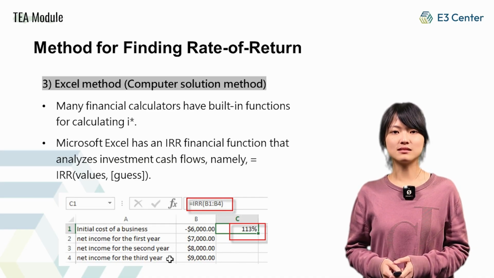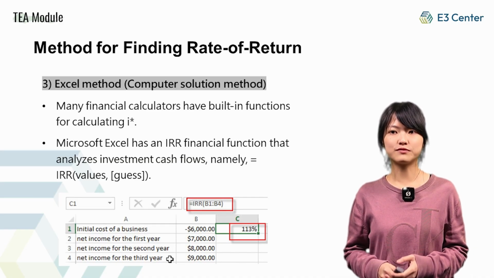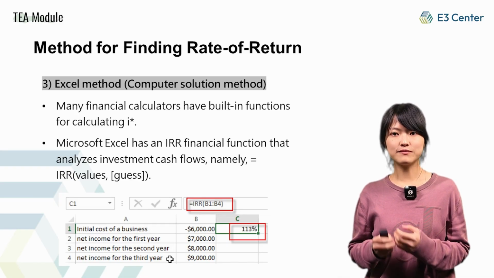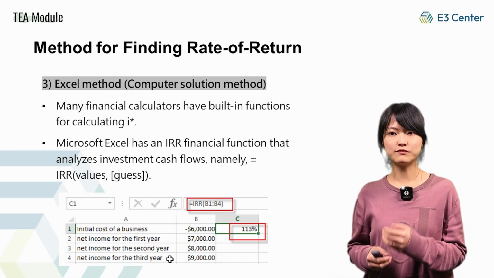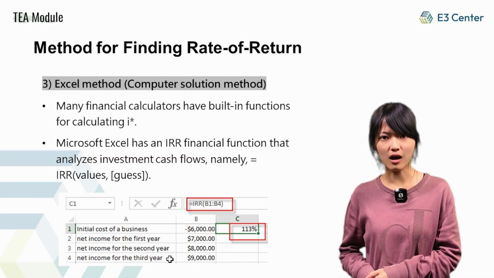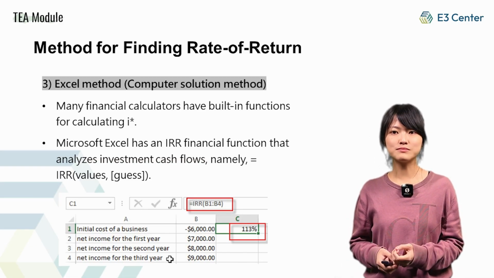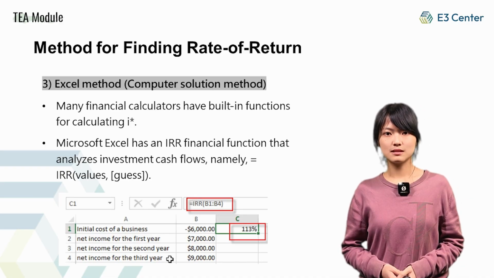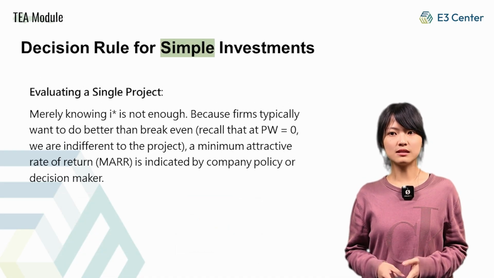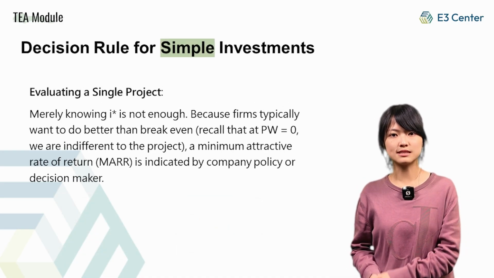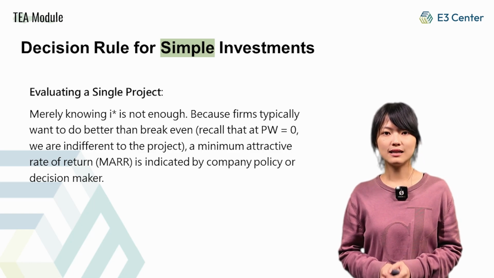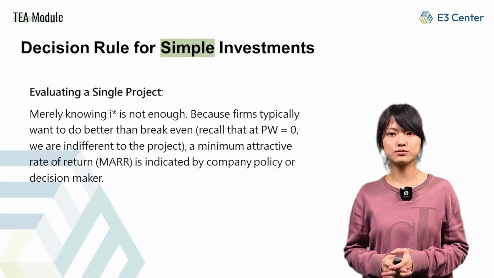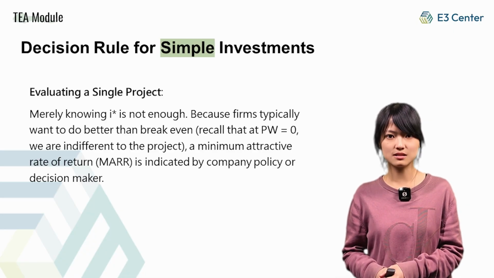The Excel method is particularly valued for its precision and ease of use, allowing finance professionals to efficiently evaluate the ROR of potential investments without extensive manual calculations. So in this slide, we will learn how to determine if we should accept or reject the project and how to identify the best project among various options using rate of return analysis.